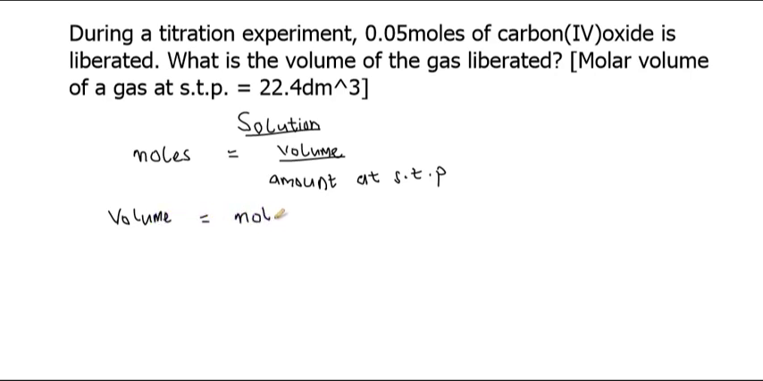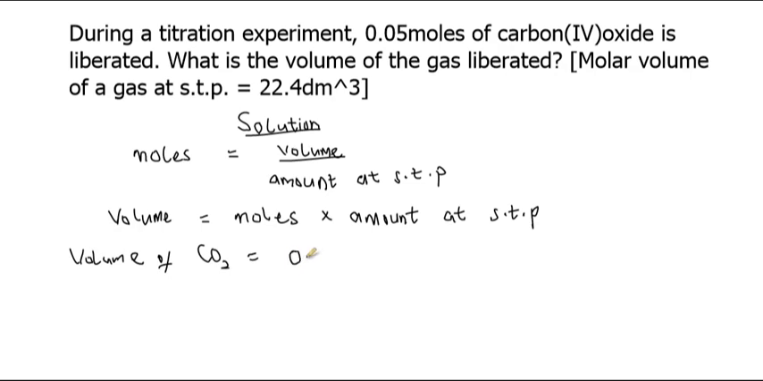moles times amount at s.t.p. So then say volume of CO2 will then be equal to the number of moles, which is 0.05, multiplied by the amount at s.t.p, that's 22.4, which is also referred to as the molar volume of the gas.